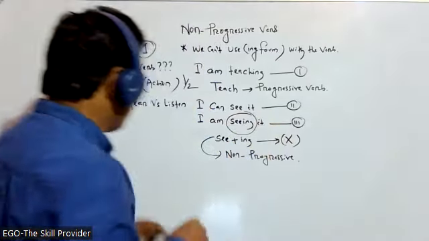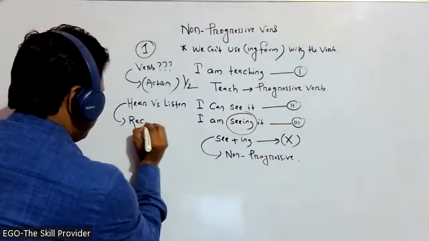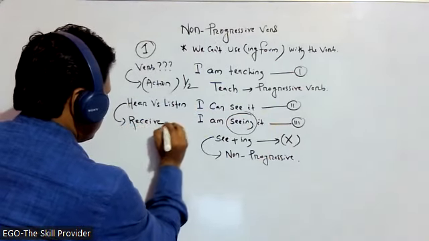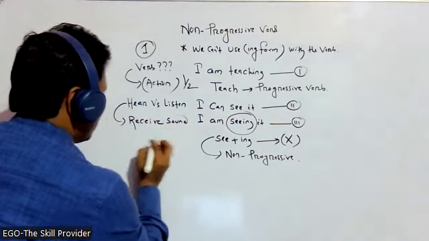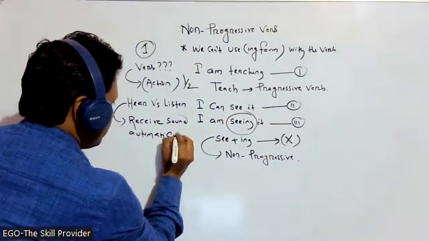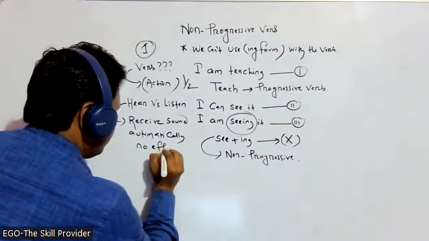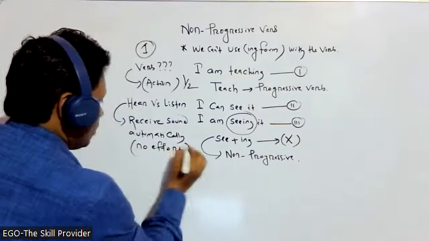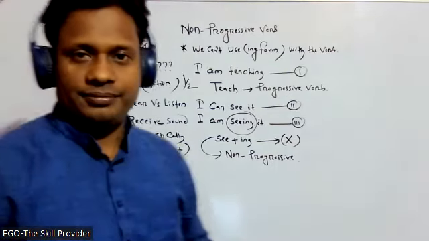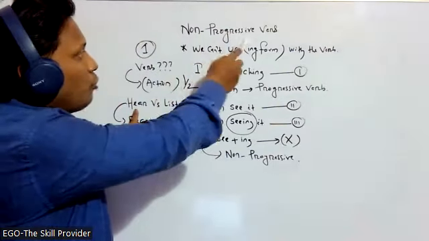So here is something called receive sound. Automatically, no effort, no effort. I am not giving any effort. Whenever I say hear, look, we are trying to learn non-progressive verbs.